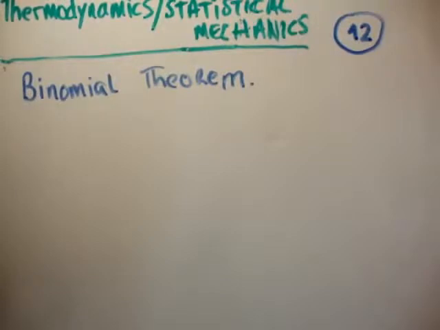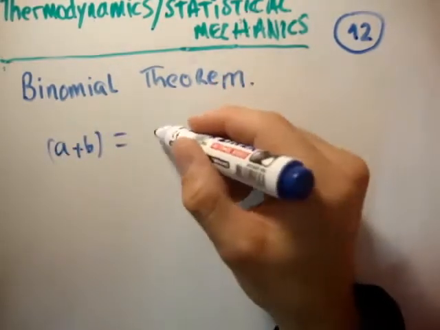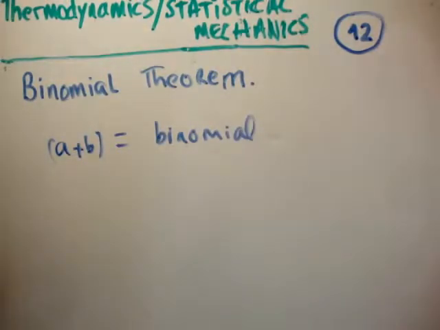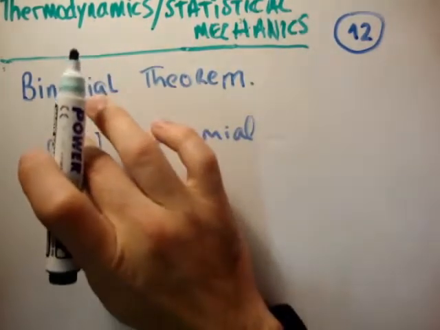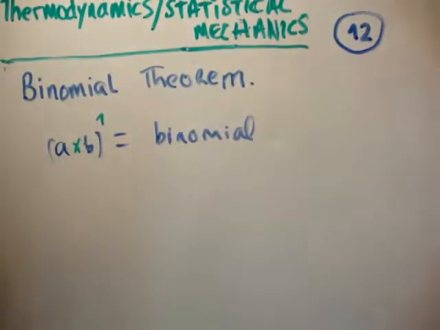The binomial theorem is a theorem for describing what happens when you multiply a binomial by itself. So let's give an example of a binomial. A plus B is a binomial. Why? Well, is there an exponent? Yes, the exponent is 1. Is there addition? Yes. Is there subtraction? No. But there could be subtraction, and that would also be a binomial. Is there division? No. That could be multiplication, which is still a binomial.